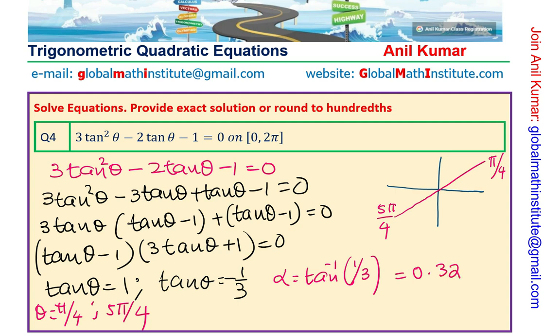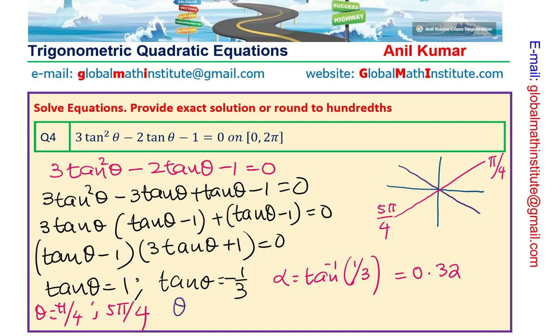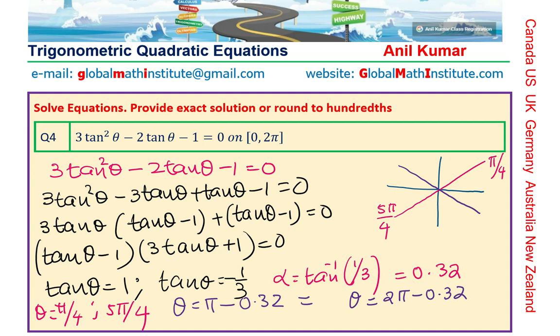Great. So if alpha is 0.32, then what should be the angle theta equal to? So angle theta, which will be in quadrant 2 and 4, should be pi minus 0.32, right? Which we can calculate, and 2 pi minus 0.32, correct? You can calculate these answers and then write down.